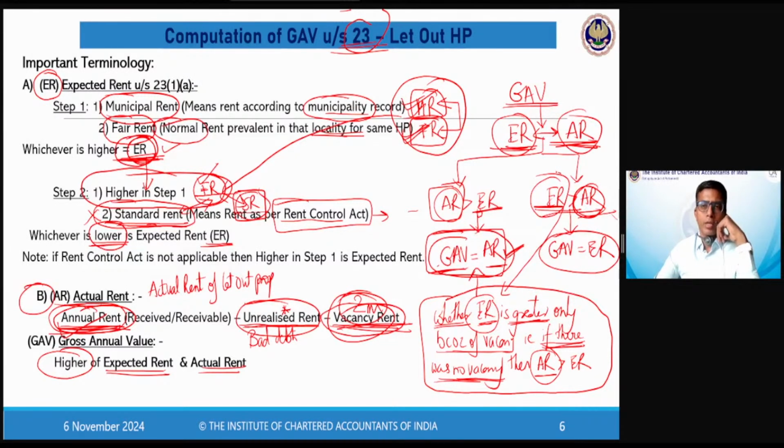But if that is not the case, and ER is greater because of other reasons, not because of vacancy, then let ER be the GAV. Now, I'm sure this last part may not be so comfortably clear. Don't worry, I will explain it with practical figures. It will be very, very easy to understand.